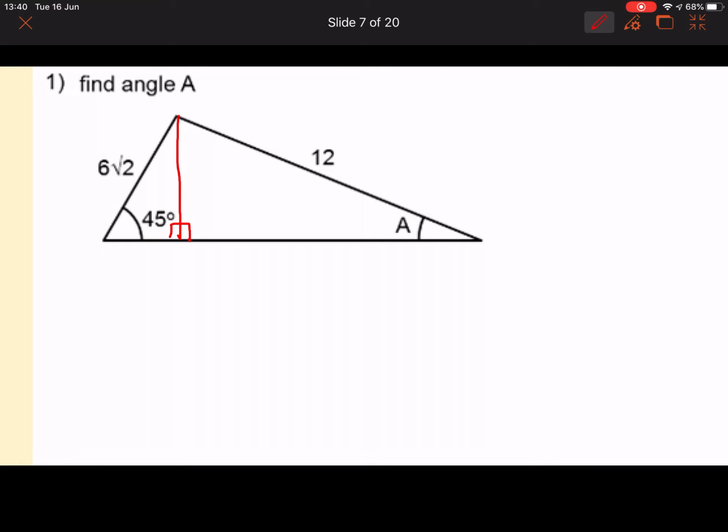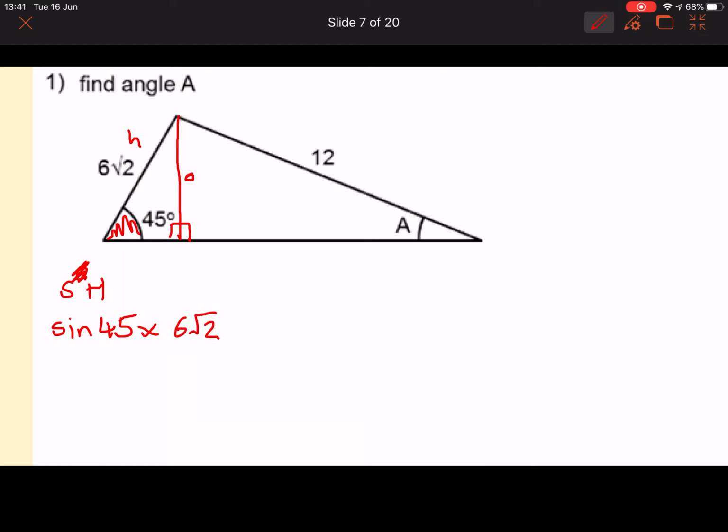So we need to work out all the way over that side. So I'm going to start off by trying to find this side that I've just drawn in. So that's the opposite that I'm interested in finding, if this is my angle. Then that would be the hypotenuse. Okay, so I know I've got O and H, which tells me I'm looking at SO of SOHCAHTOA. I'm trying to find the opposite, so cover that up, and that tells me to do sine times hypotenuse. So sine 45 times my hypotenuse, which is 6 root 2.